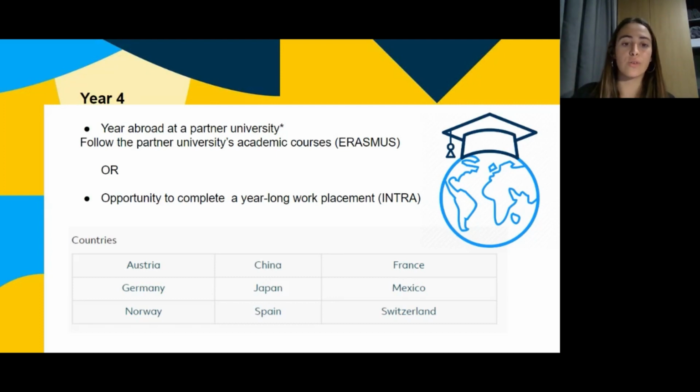So you can either go to Austria, China, France, Germany, Japan, Mexico, Norway, Spain, or Switzerland. Of course, for example, if you chose Spanish and let's say German, you have the options to go to Spain, or to Mexico, or to Germany, or to Austria, or to Switzerland. So you need to go to the country where that language is spoken. Or you also have the opportunity to complete a year-long work placement, which is called an INTRA.